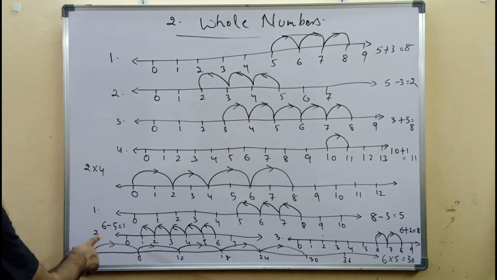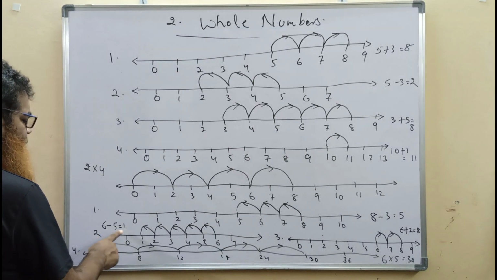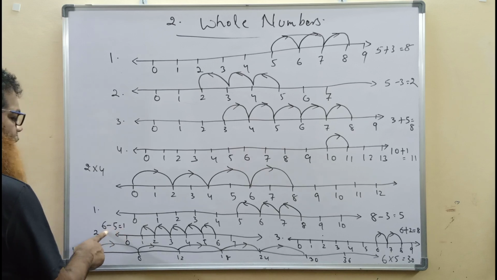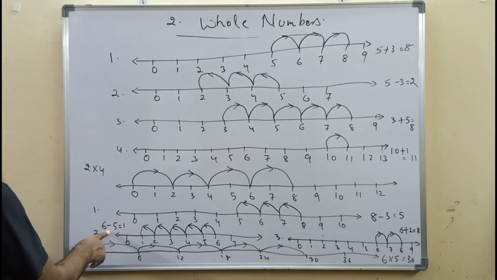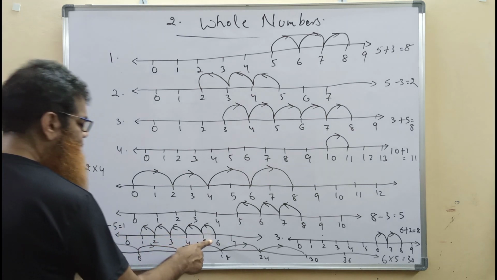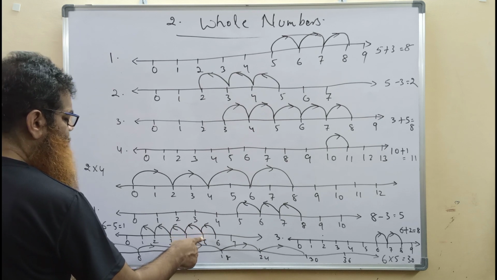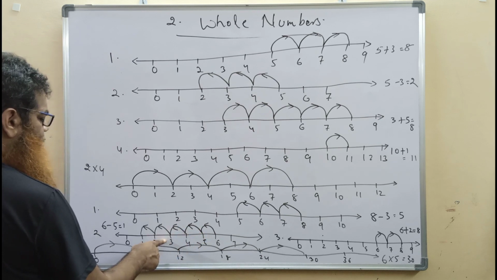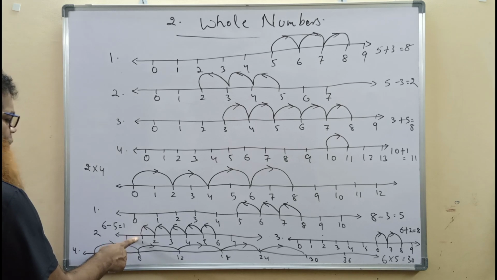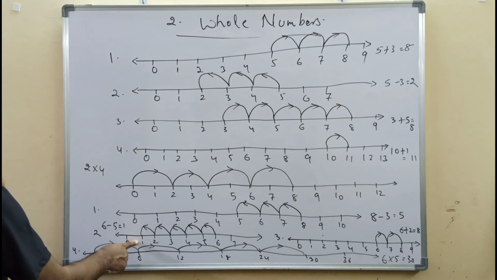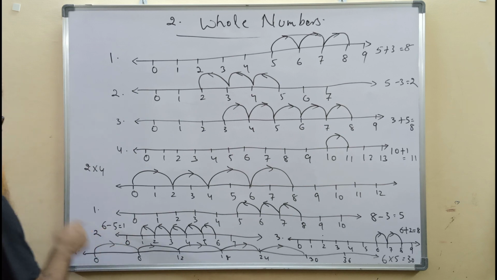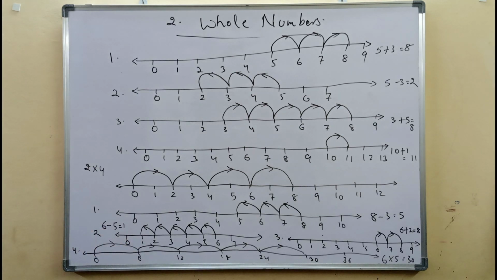So what should be deducted from 6 to reach 1? To reach 1 from 6, what should be subtracted from 6? From 6 we are starting, jumping towards the left. 6 to 5, 5 to 4, 4 to 3, 3 to 2, 2 to 1. We wanted to reach 1. So we needed to jump 5 times to get to 1. So 6 minus 5 is 1.